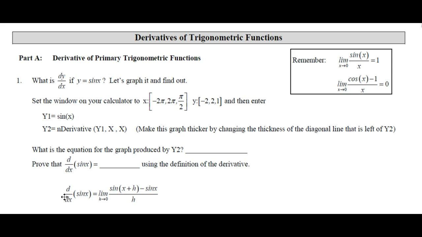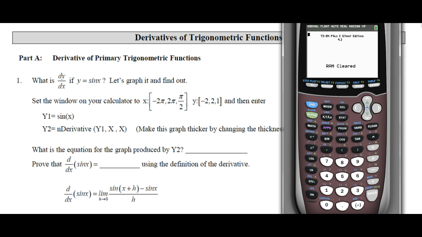And that's how this lesson begins. So, derivatives of trigonometric functions. Oh, and I need the calculator too. What is dy by dx if y equals sine x? Let's graph it and find out. If you have a graphing calculator, you can pull it out.